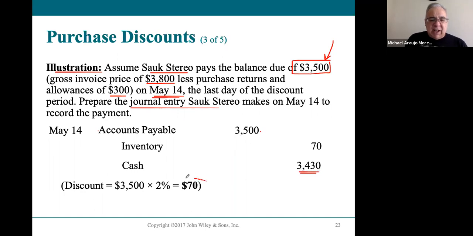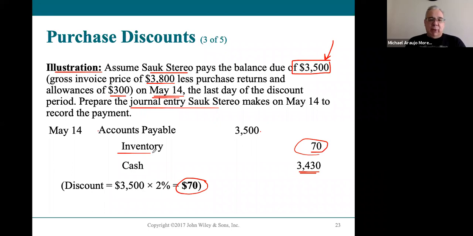The $70 discount means the inventory cost less. Again, this is where the historical cost principle and GAAP come into play. When you pay less for your inventory, you have to show that your inventory costs less. The credit to inventory simply means on the books, you pay less for your inventory.